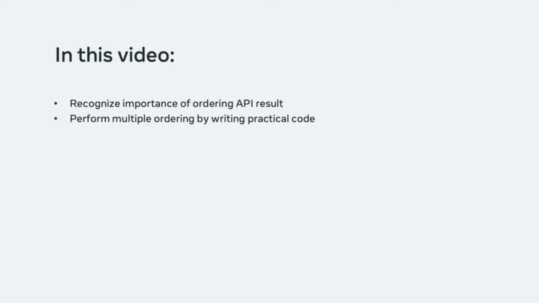You already learned how to filter query sets in the previous video. This video will demonstrate something else important called ordering or sorting. You will learn how to sort the API result in ascending or descending order based on a query string.